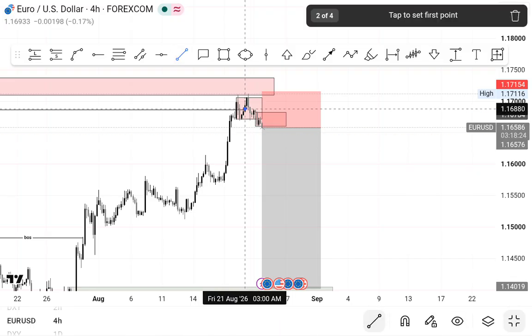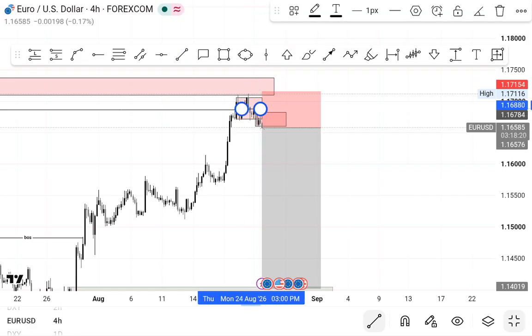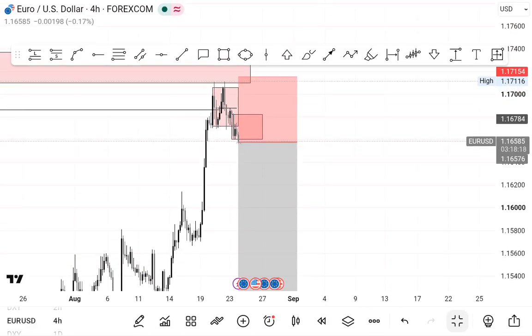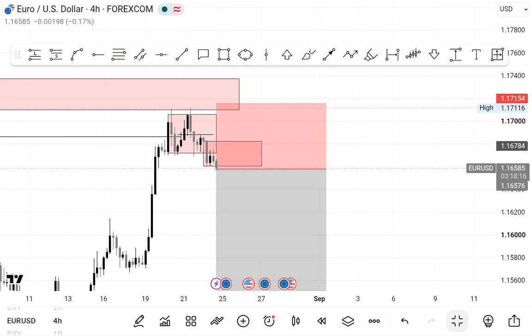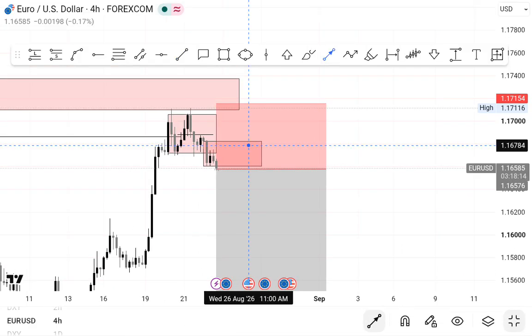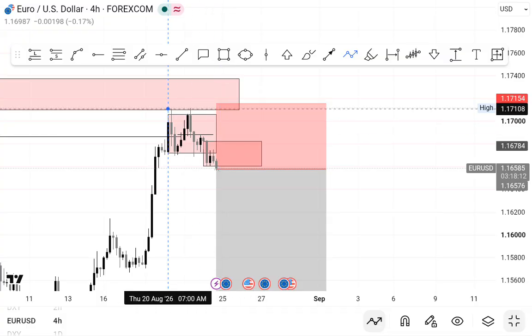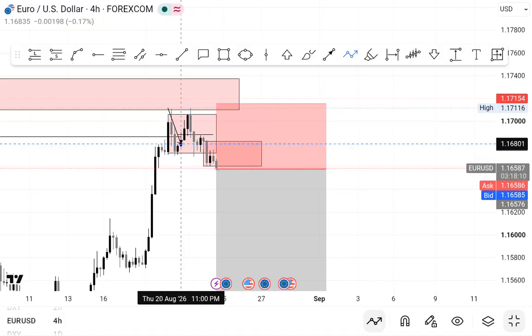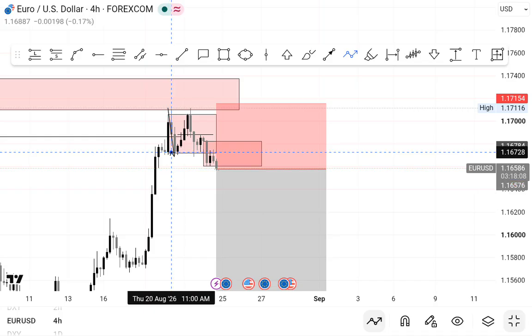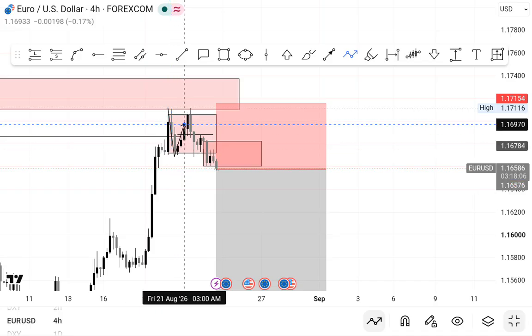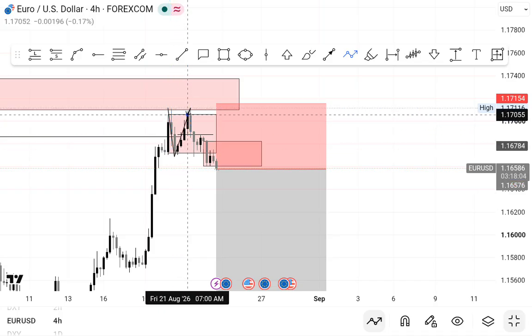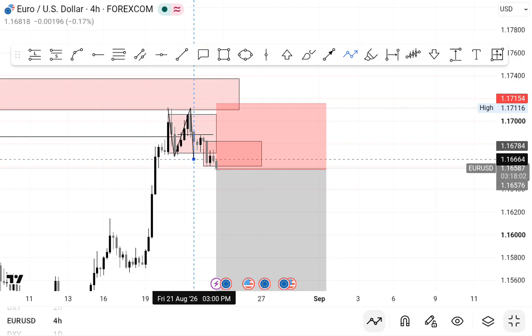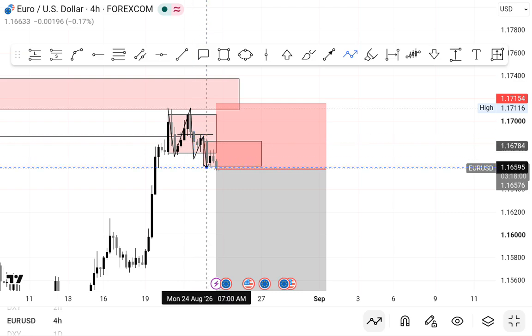But what I see is they already corrected this supply here. If I zoom in like this, we had price failing to close above here. So we had this: they failed to close below, failed to close above, failed to close below. They closed below.